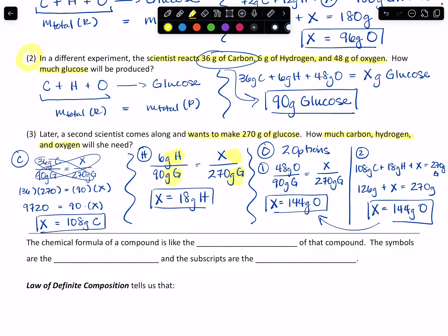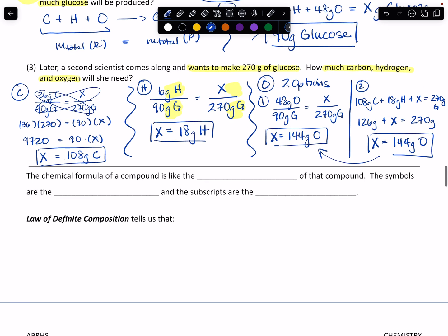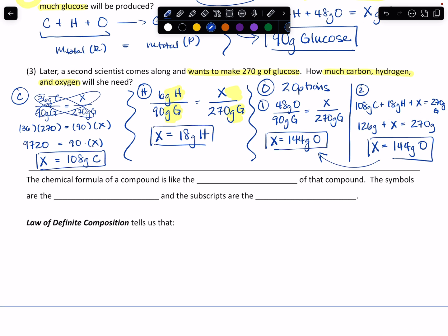Whatever is in the denominator needs to be the same. All right. So now we're going to move on to the second law. This law is not quite as straightforward, generally speaking, as the law of conservation of mass, but it makes a lot of sense.